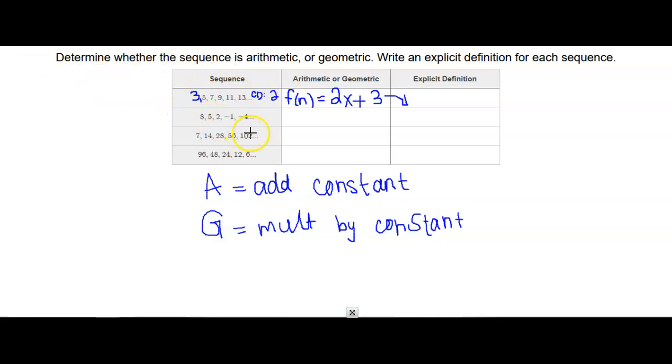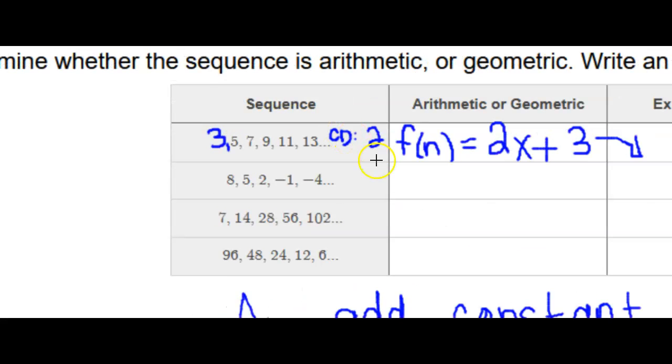All right, so now let's look at the second sequence. So we have 8, 5, 2, -1, -4. Again, there's nothing that I can multiply 8 by to get 5, nothing I can multiply 5 by to get 2. So we know that this is not a geometric sequence. We know that this is an arithmetic sequence.